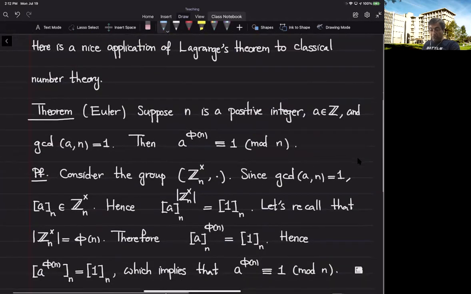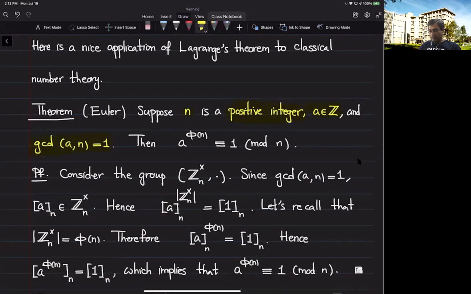So for instance, the following is an application of Lagrange's theorem to classical number theory using the result that we just proved. It's called Euler's theorem. Suppose n is a positive integer. I am going to look at the multiplicative group of Z sub n, essentially. But before that, let's write it in a classical setting. Suppose a is an integer which is coprime with n, so GCD of a and n is 1.